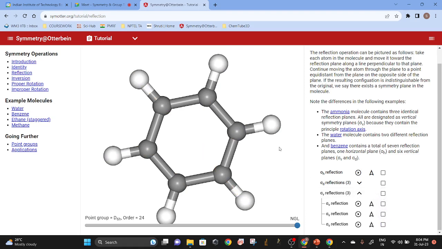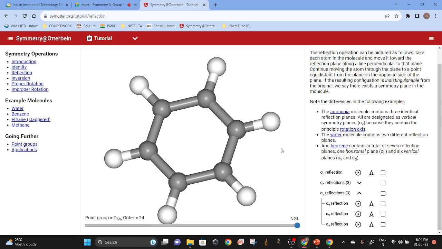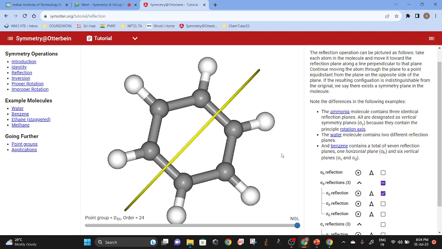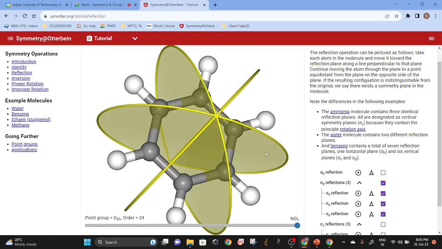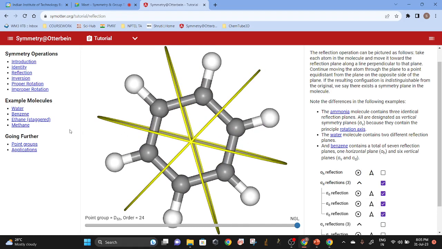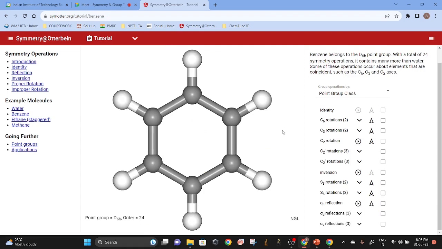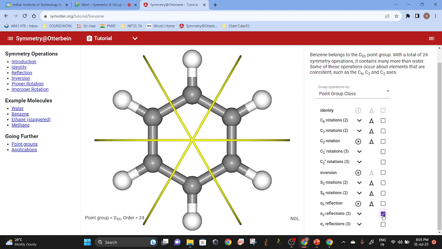Let me remove this. Now, the dihedral plane is the plane which bisects the C2 axes, bisects the CN axes. In this molecule it is going through the bond 1, 2, 3. It has 6 bonds, so it will have 3 planes like that. I will show the CN axes also. This is what my sigma D planes are, going through the bonds.